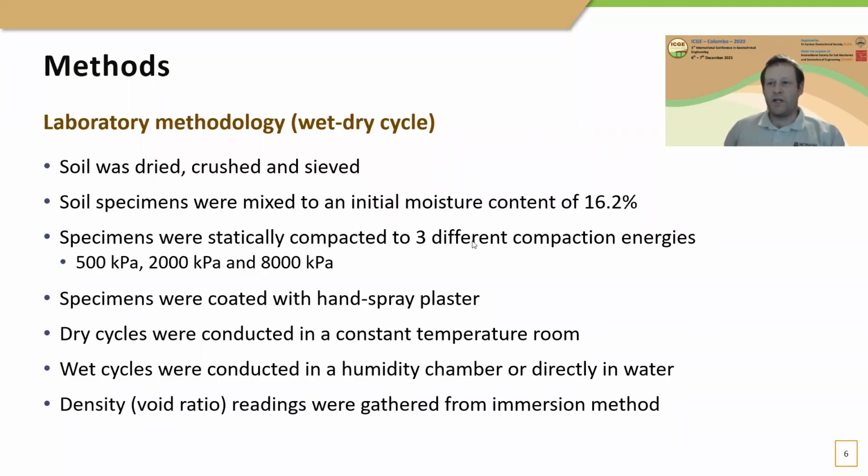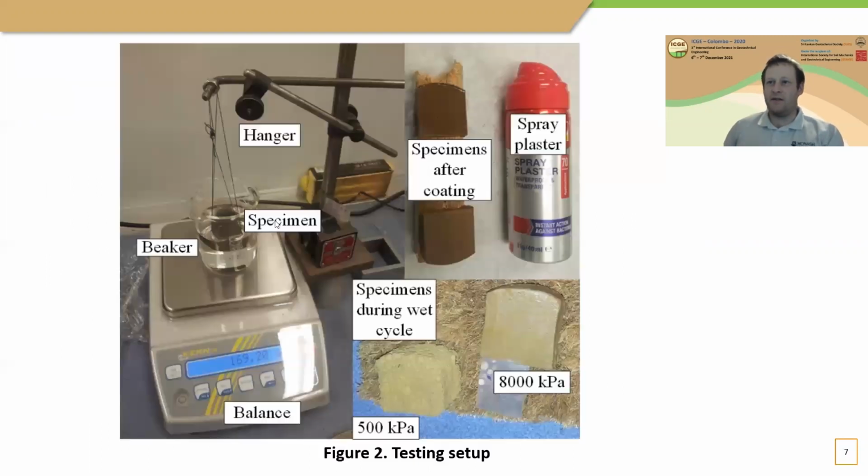Dry cycles were conducted in a constant temperature room, whereas wet cycles were conducted in a humidity chamber or directly in water. The density or void ratio readings were gathered from an immersion method. That's in the picture here, where after the specimens were coated, they were dipped in water, and the buoyancy would change the balance and we would get a density based on that.